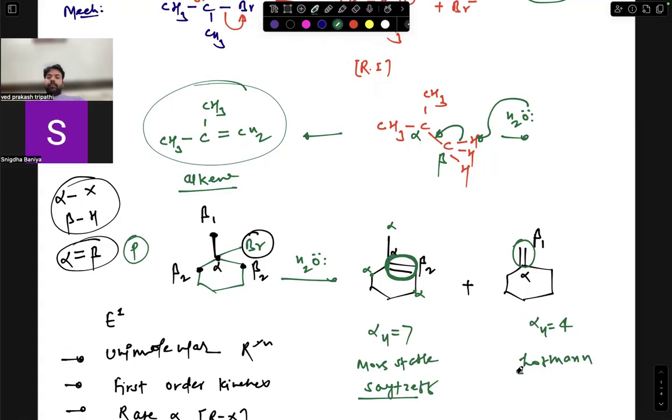Any doubt? No. In general, Zaitsev is the major alkene. In 90% of cases, Zaitsev is the major alkene. But in some cases, Hofmann can also be major. I will tell you under which condition we say Hofmann is the major one.